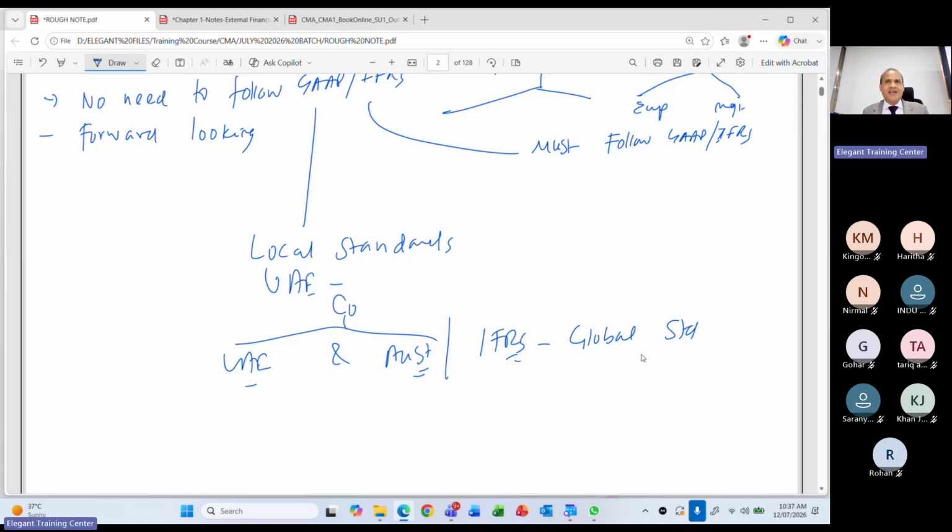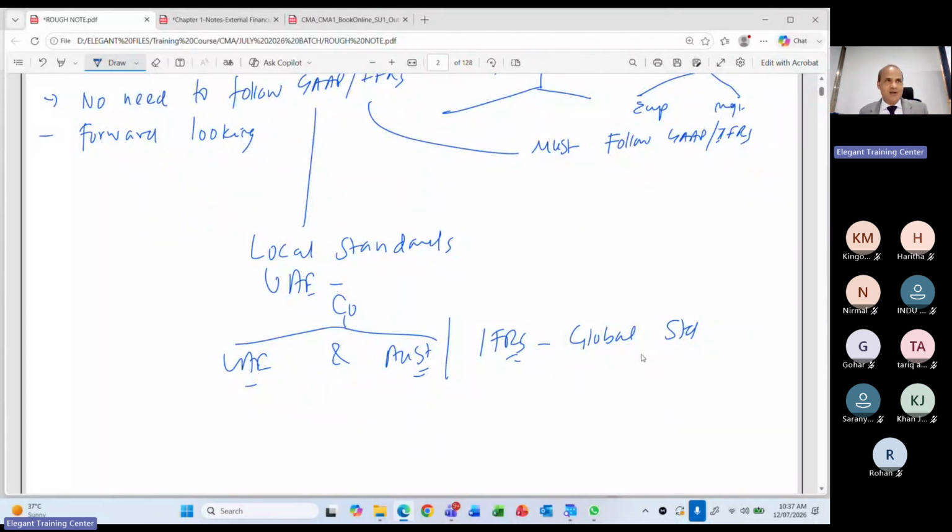But now these days, almost all the companies are following global standards. Global standards are globally acceptable. Sometimes Indian standards may not be acceptable in UAE. Local standards could vary, right? But global standards are global. Those standards are acceptable to all the users in the world.